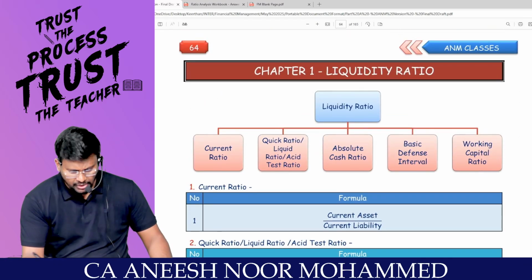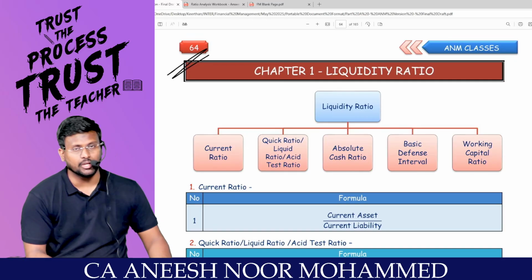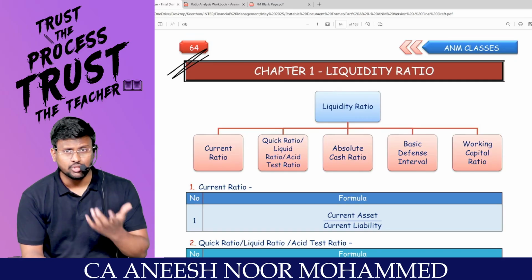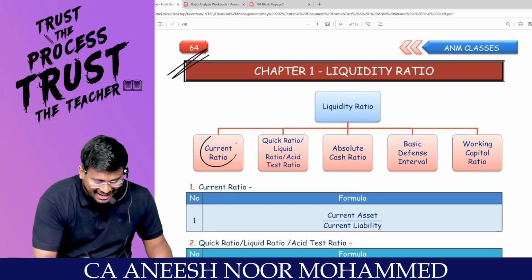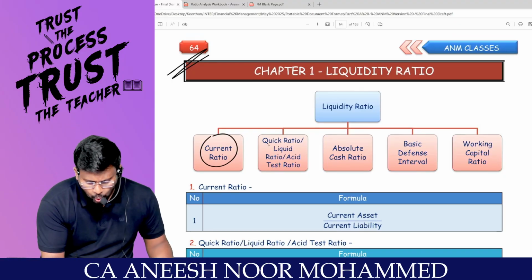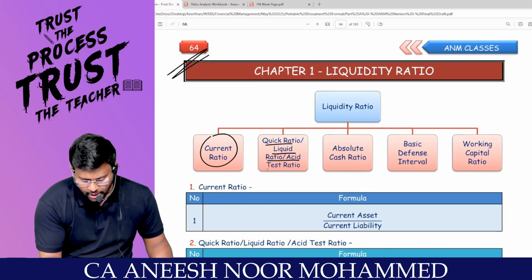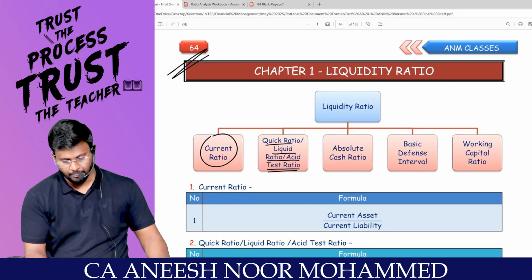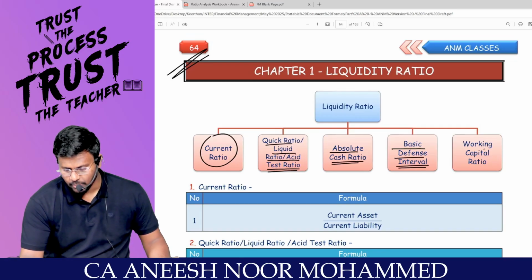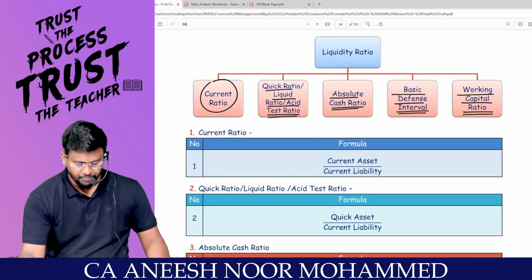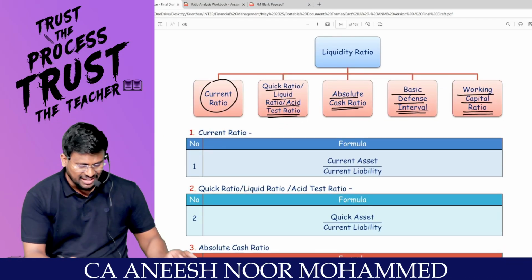First we are going to talk about liquidity ratio. What are the types of liquidity ratio a firm has to check? Number 1, current ratio. Number 2, quick ratio, liquid ratio or acid test ratio. Then absolute cash ratio, basic defense interval, working capital ratio. The first one is the current ratio.